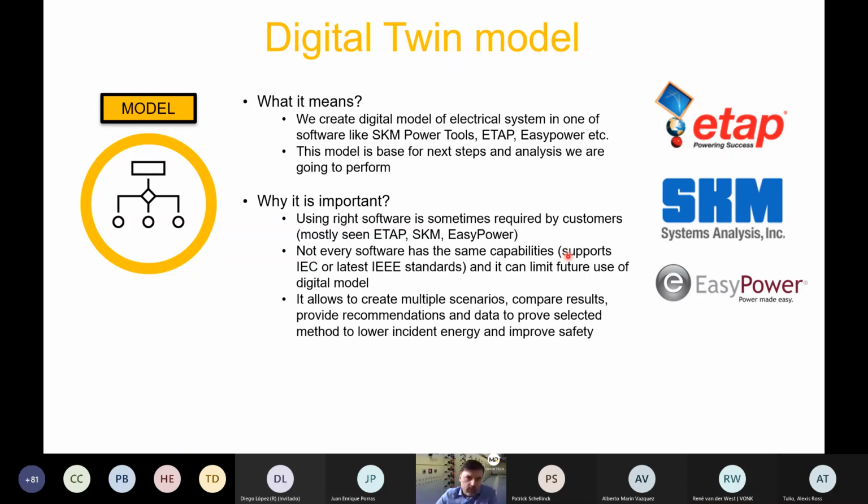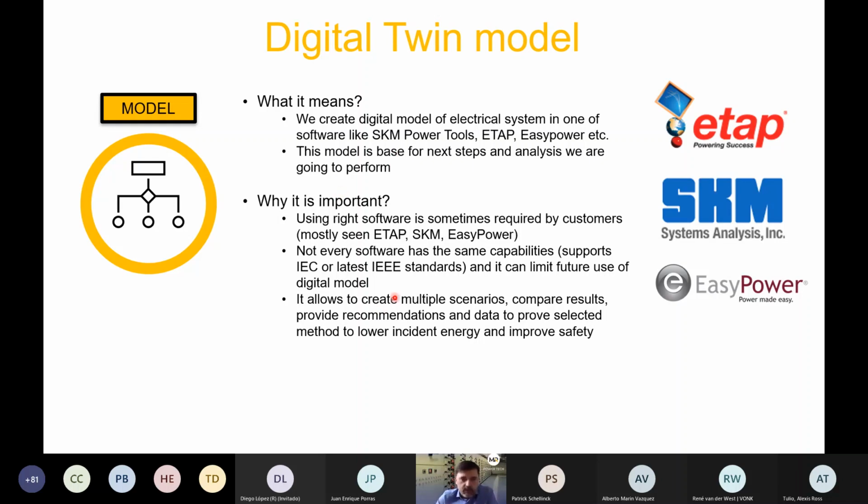And a digital twin model means that we have to recreate the electrical system in electrical software, like SKM or ETAP or EasyPower, whatever. And this is the base for the next analysis. Now, an important part is that not every software can do the same thing. Sometimes it's required by customers, sometimes it's your own choice, and not every software has the same capabilities. They don't support certain standards, or they have some limitation for use in the future.